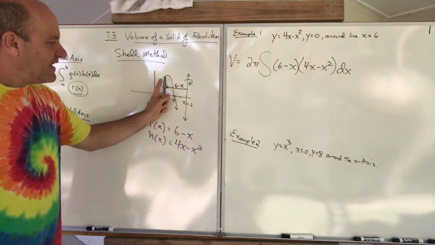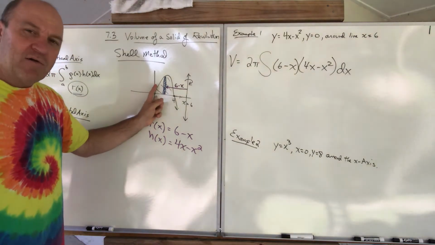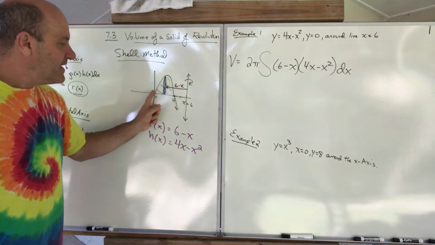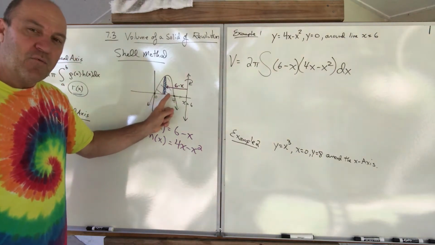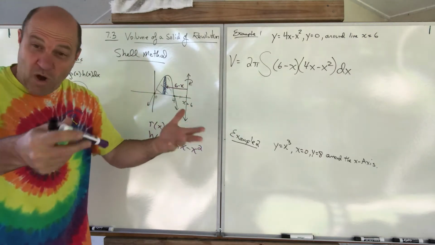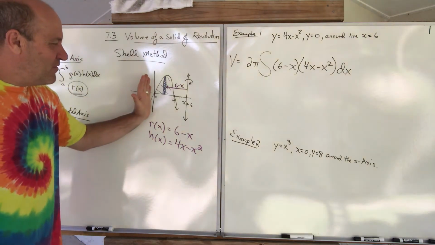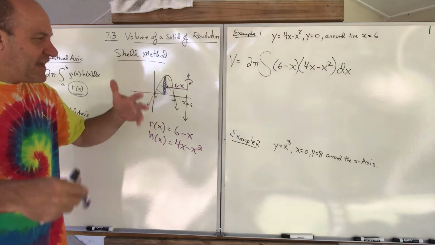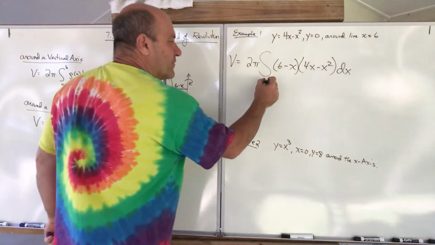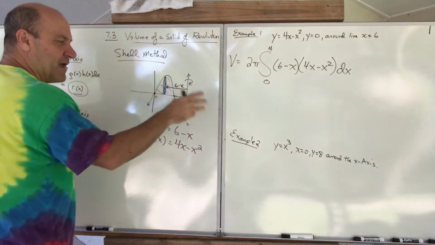Because we're not going to let that shell go into that hole, because we're going to set up bounds that go from 0 to 4. We're never going to take the shell into the hole to get the volume we don't want, so we don't have to subtract it out. The shell moves from 0 to 4, and that gets the volume we want. Even though I'm spinning around 6, I'm not going in there.